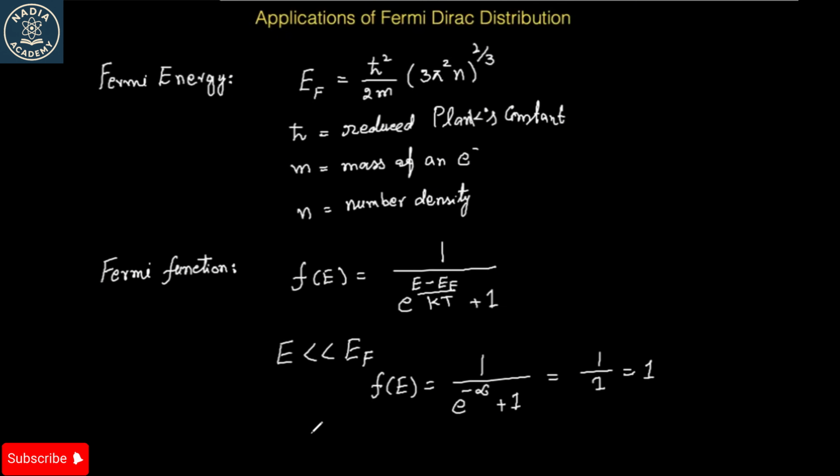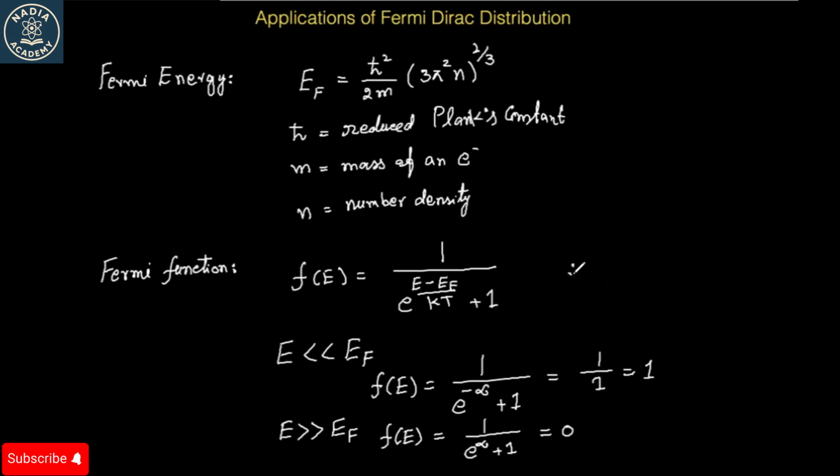Now the second case: if the energy is much larger compared to the Fermi energy, then this Fermi function will be reduced to 1 over e raised to the power infinity, because our energy E is large, plus 1. So the denominator is infinity, and 1 over infinity is 0. This means that above the Fermi level, our energy states are empty, so there is no occupation.